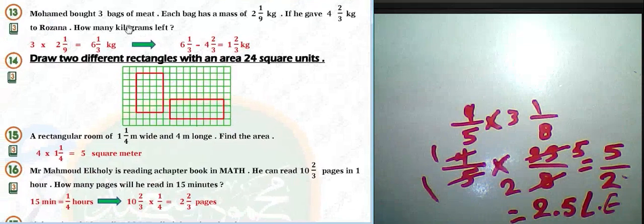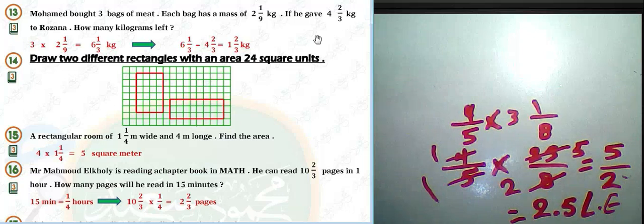Question 13. Muhammad bought 3 bags of meat. Each bag has a mass of 2 and 1 over 5 kilogram. If he gave 4 and 2 over 3 kilogram to Rosanna, how many kilograms are left? Okay, we can find the difference between the total of wheat and the weight he gave to Rosanna.